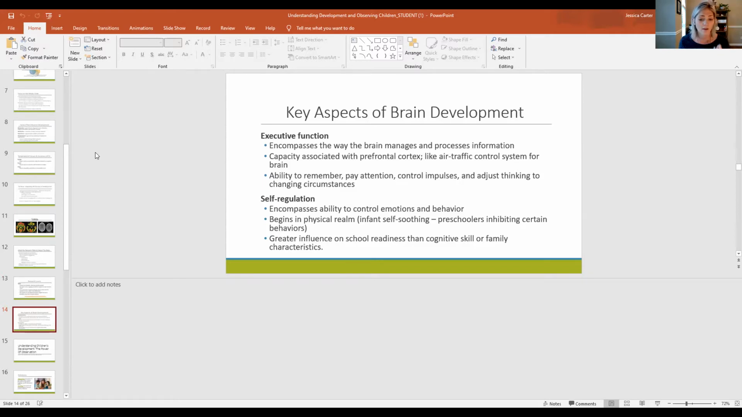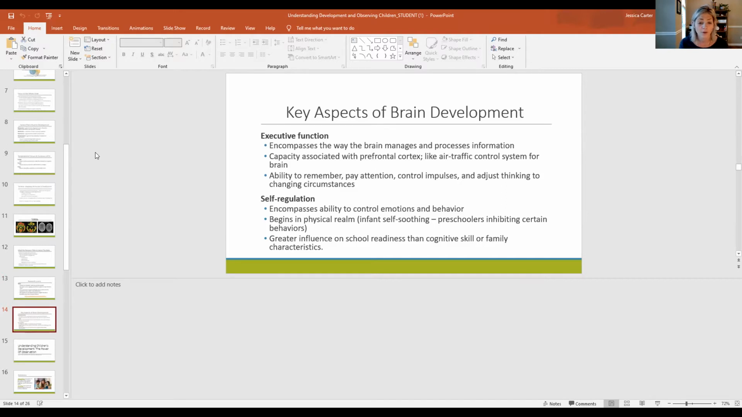So when an infant cries early on and the mother or the caregiver comes and picks them up and rocks them and soothes them, that's how they learn initially. And then they can develop the ability to do that on their own, to calm themselves internally. And this idea of self-regulation, according to several studies in the research, has greater influence on school readiness than cognitive development or family characteristics.